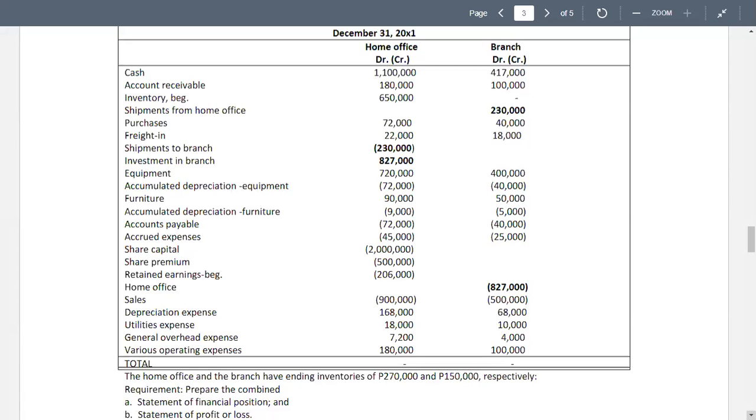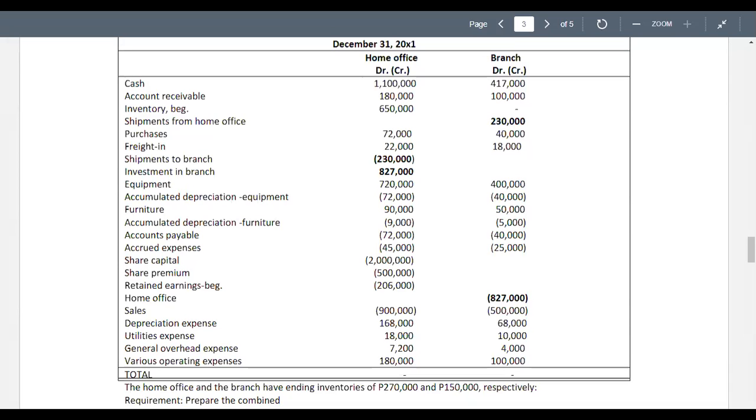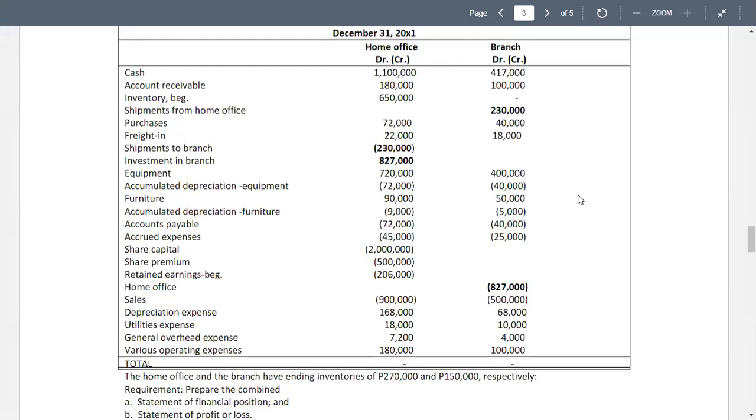The home office and the branch have ending inventories of 270,000 and 150,000 respectively. Okay, now using these combined balances, we are now going to prepare your combined statement of profit or loss. ABC Company, combined statement of profit or loss.